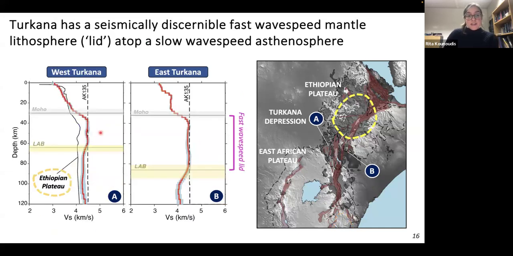Peering deeper into the lithosphere, focusing on the mantle lithospheric structure, we can see this nice fast wave speed lid that is typical of lithosphere that hasn't been magmatically modified to a large extent. So again, below the plateau, wave speeds are a lot slower. But everywhere in the depression, pretty much, you get this lid. So that's suggesting a lack of heating and thermo-mechanical modification.